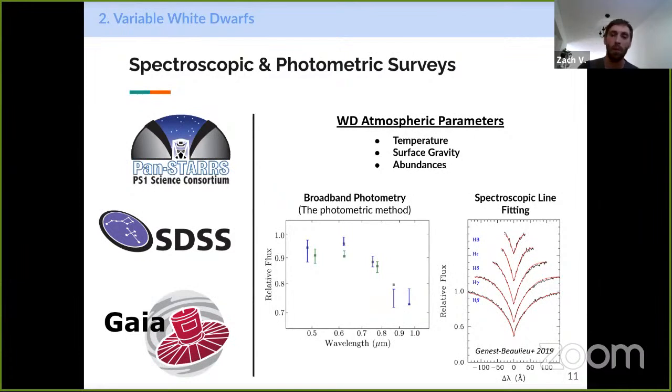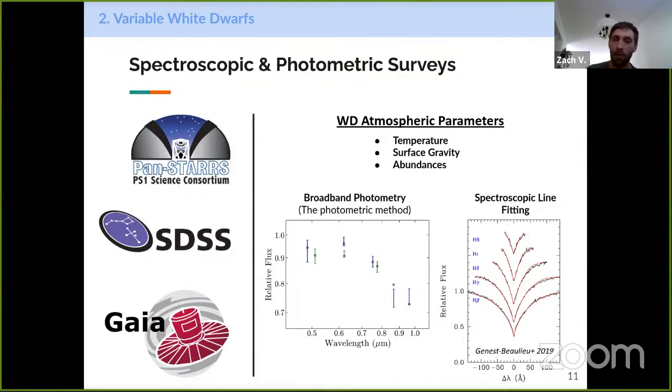All right, so probably the most common way that people have searched for pulsators in the past is to first get a spectrum of a white dwarf or some broadband photometry of the white dwarf, and then use those data sets to estimate the atmospheric parameters of the white dwarf. So in the case of spectroscopy, you would take all of the absorption lines you see, either hydrogen or helium. You would fit those lines with models, and from those fits derive effective temperature, surface gravity, or even abundances of particular elements that are in the white dwarf.